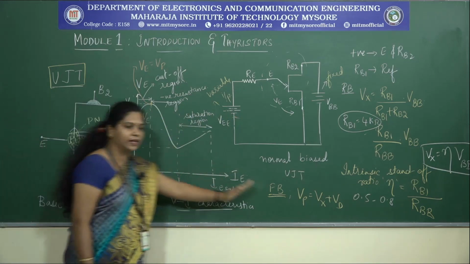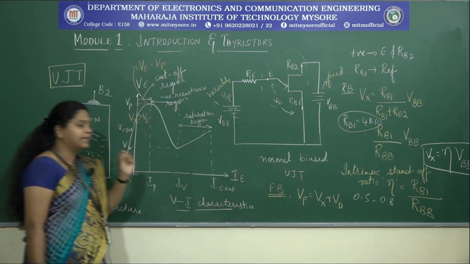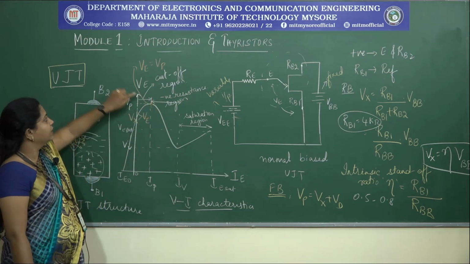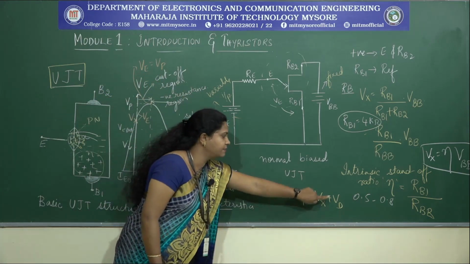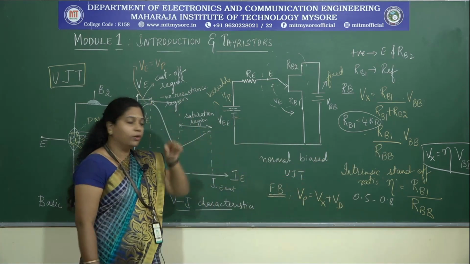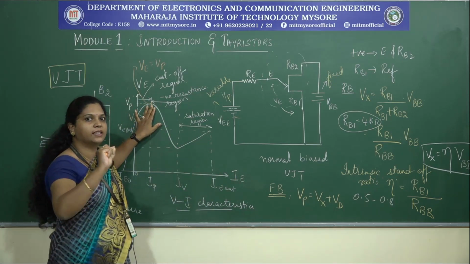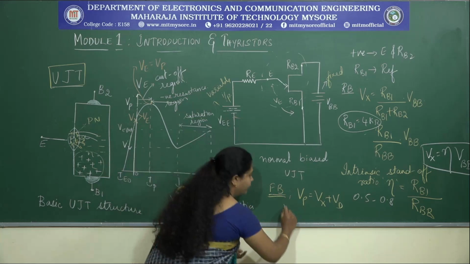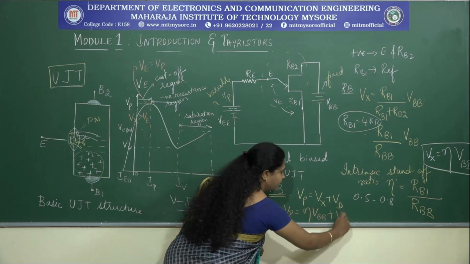Now at the instant when the UJT is going to go to its on state, what happens? At that instant of time, the emitter voltage should be equal to the peak voltage Vp, which is nothing but Vx plus Vd, where Vx is nothing but eta VBB. So Vp equals eta VBB plus Vd. Only at this instant of time can you say that the UJT is in its on state.